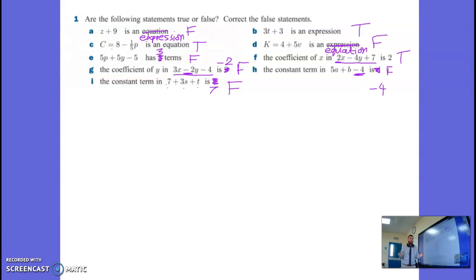All right, hopefully that's got you thinking about the language that we're using there in algebra.